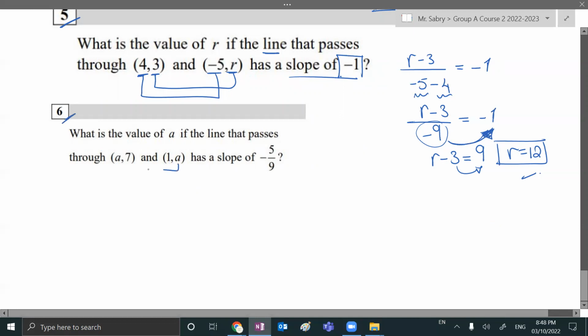Because in number 6, when you do this minus this over this minus this, you'll find a minus 7 over 1 minus a equals a fraction, which is negative 5 over 9. This is a fraction, but these are not. When it's not a fraction, you move the bottom part to the other side by times. But when they are fractions, cross multiply.